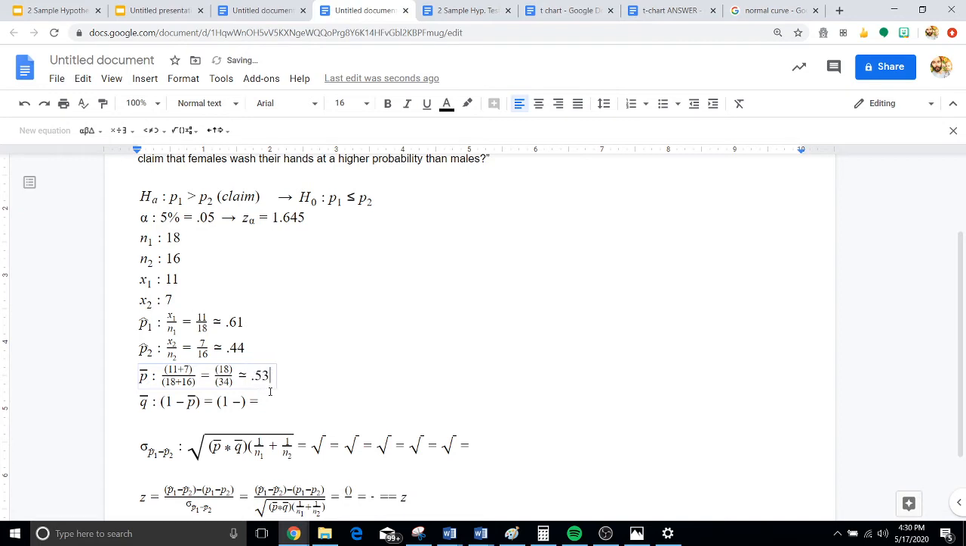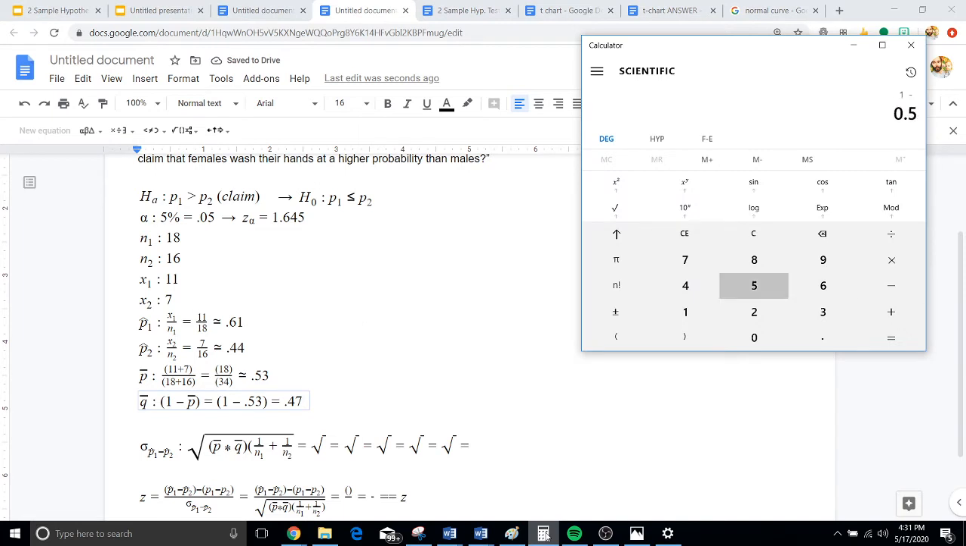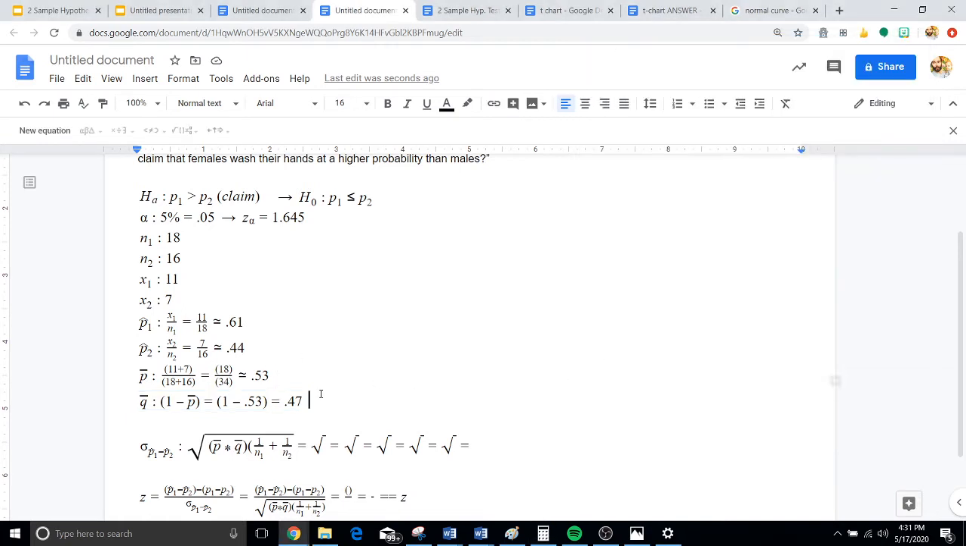All right, we have our p bar. Our q bar is just going to be this number subtracted from 1. So 1 minus 0.53 should give us 0.47. And again, if you don't believe me, 1 minus 0.53, there it is, 0.47. Okay, we now have all the information we need to start crunching numbers. So let's go ahead and fill this out.